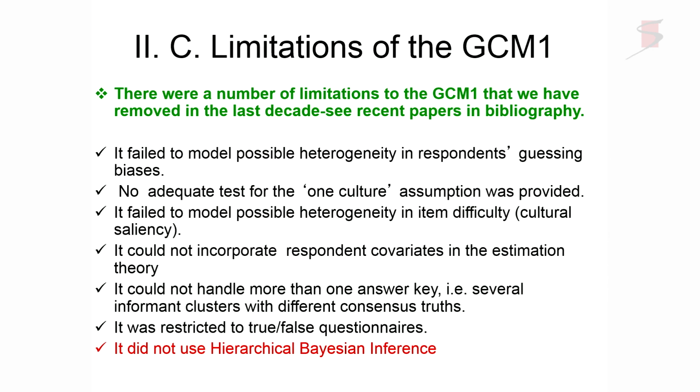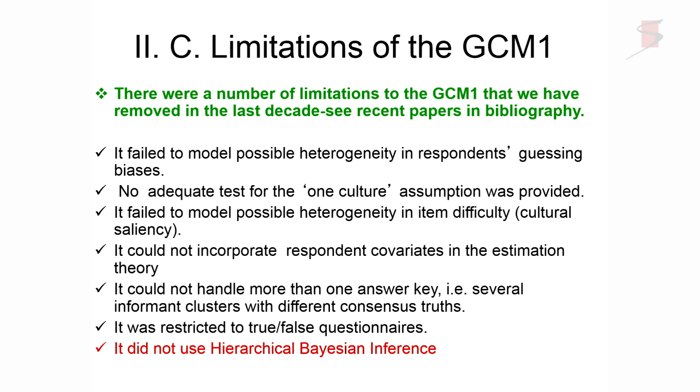Now there are limitations in this model, and it failed to model possible heterogeneity in respondents' guessing. There was no adequate test of the one culture assumption. There is a false test, as Uska knows. I'll talk about it probably a little coming up. It failed to model possible heterogeneity in item difficulty. It could not incorporate respondent covariates in the estimation theory. Now you can estimate the parameters like the D's, and if you have some kind of covariate, you can correlate, but that's the wrong way to do it. What you want to do is regress the parameters in the model on the covariates and carry out the estimation that way.